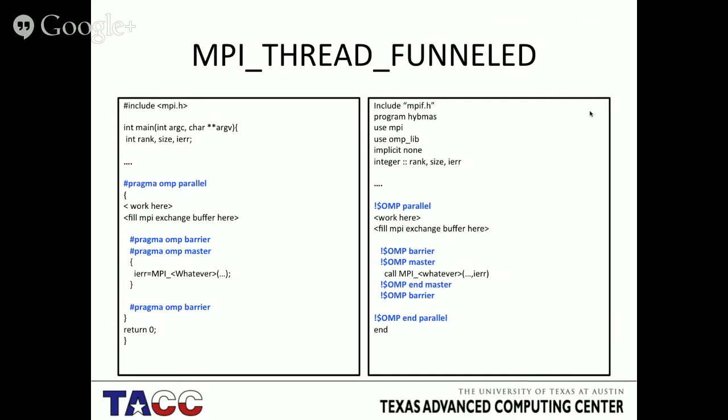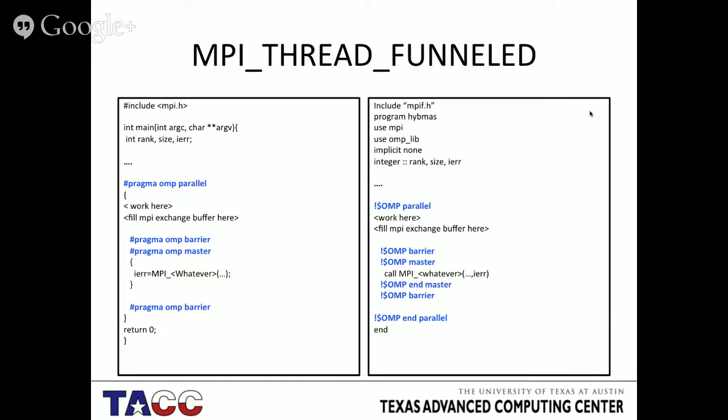Question? If I use a thread funneled, but I nevertheless, because of a mistake, try to do MPI calls from the other threads, does it go through, or do you just have blocks that you want?